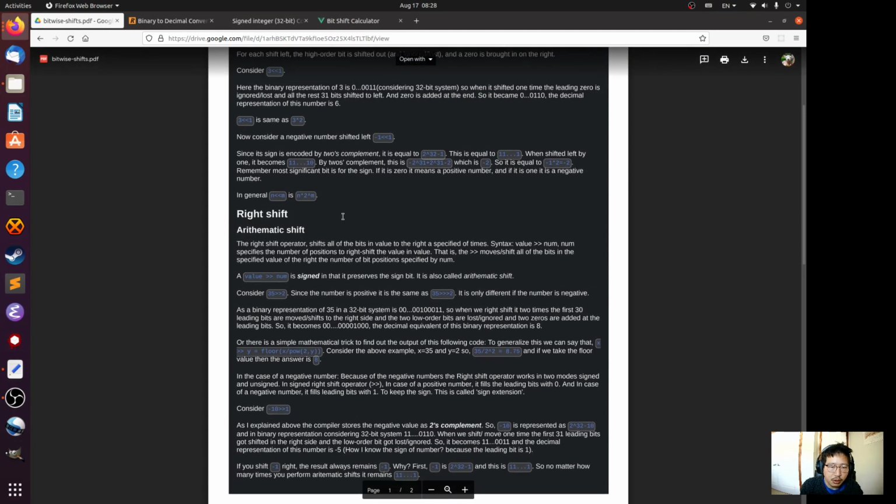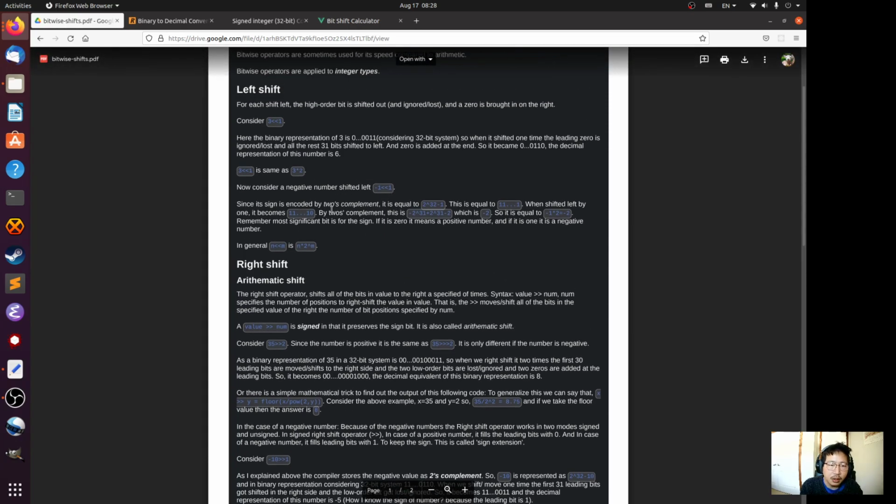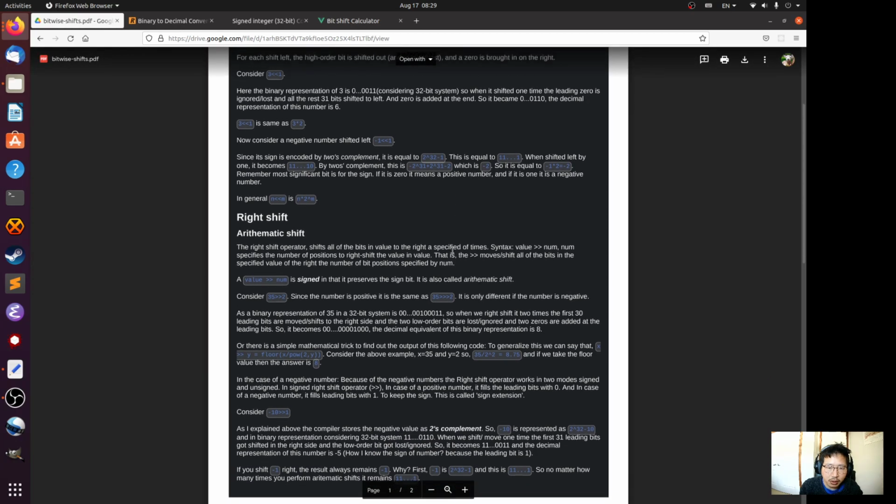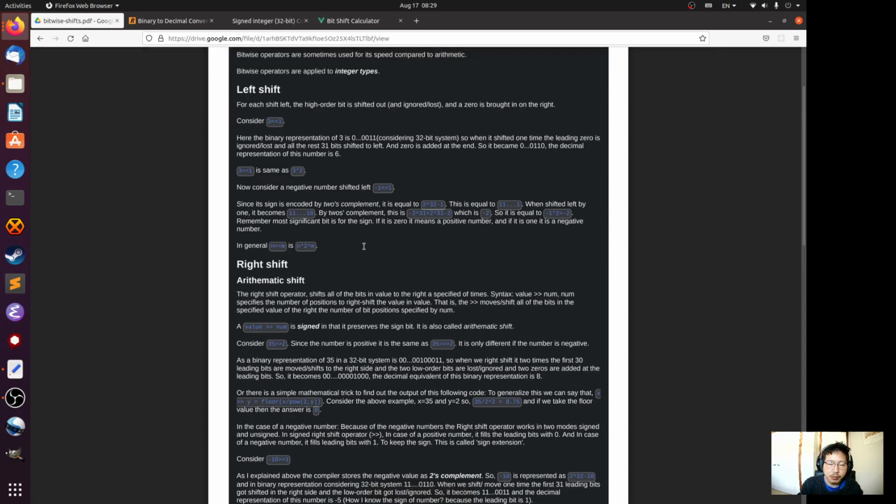What about a negative number? Yes, left shift can deal with negative numbers too, and it recognizes that in a negative number, the sign is encoded by 2's complement. What it means is the sign is encoded by the most significant bit, that is the leftmost bit. If it is 1, then the number is negative. If it is 0, the number is positive.